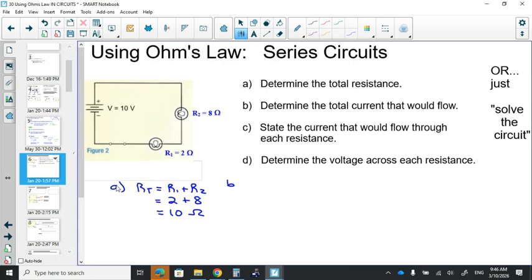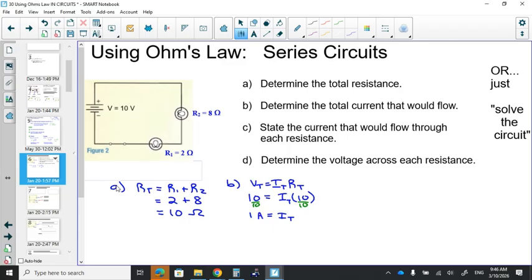Part B, we get the total current that will flow, so V total equals I total R total. Total voltage equals total current times total resistance. And so we've got our total voltage of 10 volts, and we've got our total resistance of 10 ohms, and we have this unknown total current that we want to find out. Just did some breezy numbers for us here just to get the idea across. But you divide out your 10 on both sides and get your total current is 1 amp.